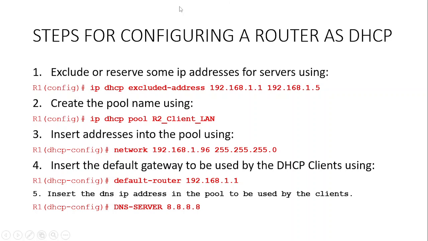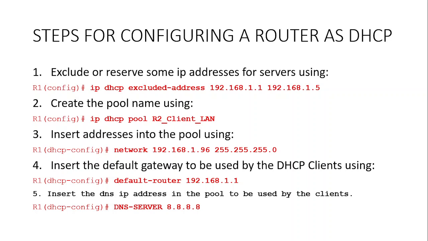The command we shall be using to reserve some addresses is ip dhcp excluded-address, meaning these addresses we are going to exclude, the clients will not pick them. So here we are reserving from 192.168.1.1 all the way to 192.168.1.5. So we have reserved 5 addresses, .1 up to .5. That is the first step.